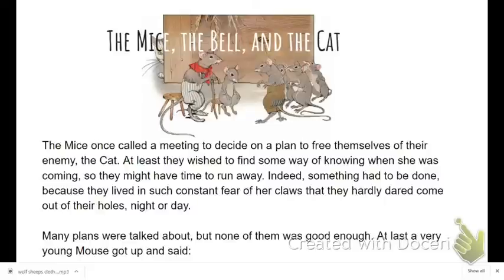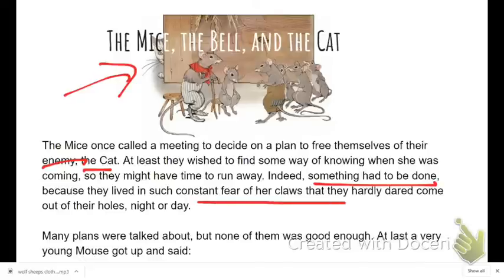So, here's a fun story about mice, bell, and cat. The mice once called a meeting to decide on a plan to free themselves of their enemy, the cat. Enemy means someone who hates you, someone who is going to hurt you if they can. At least they wished to find some way of knowing when she was coming, so they might have time to run away. Indeed, something had to be done because they lived in such constant fear of her claws that they hardly dared come out of their holes, night or day.